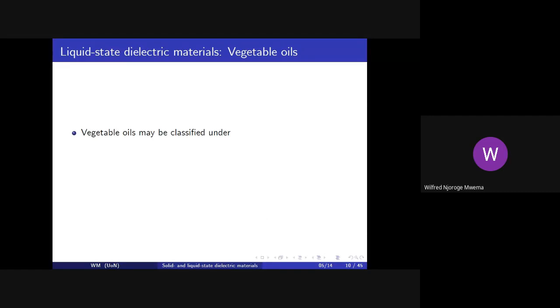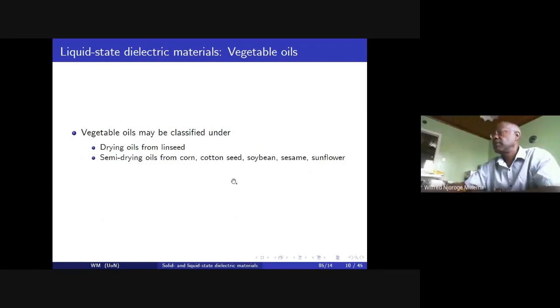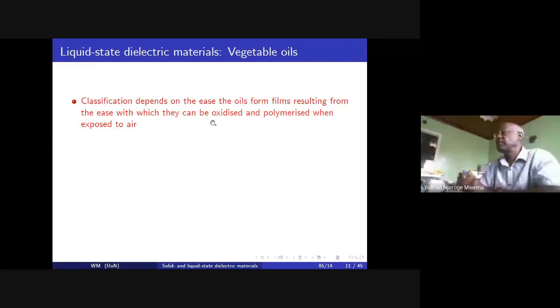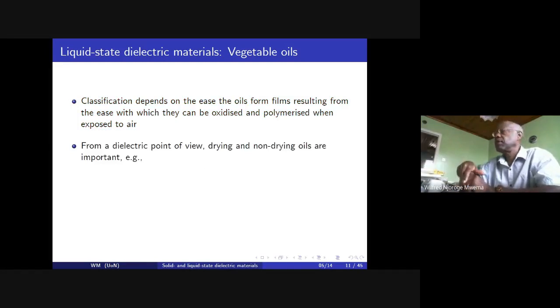So the vegetable oils may be classified under, one, the drying oils from linseed. We have semi-drying oils from corn, cottonseed, soybean, sesame, and sunflower, and non-drying oils from castor, coconut, palm, and olive or peanut. The classification will depend on the ease with which the oils form films, resulting from the ease with which they can be oxidized and polymerized when they are exposed to air. So from a dielectric point of view, drying and non-drying oils are important, e.g. the linseed oil used in the formulation of insulation varnishes, the varnish that is applied as a paint, especially in coils or the copper coils that you have in transformers as well as motors.